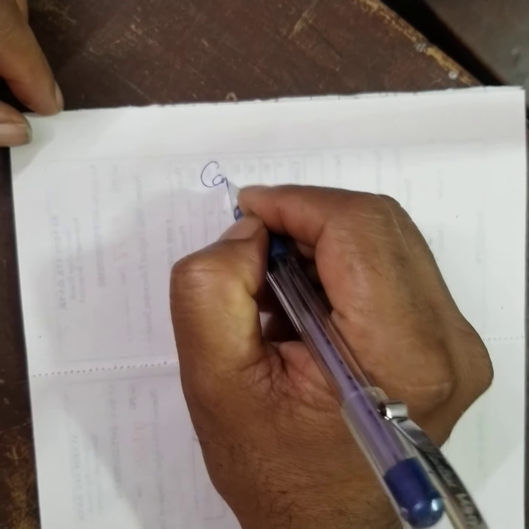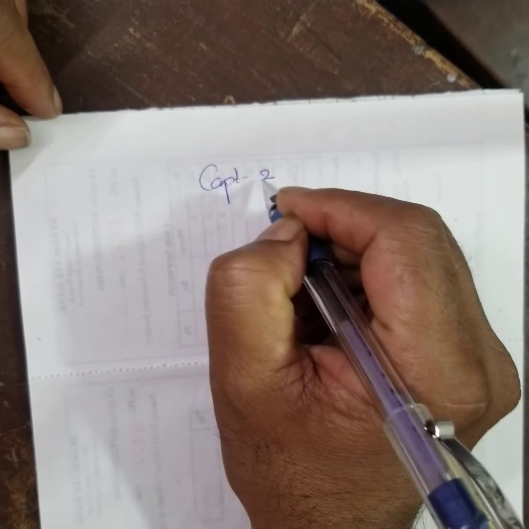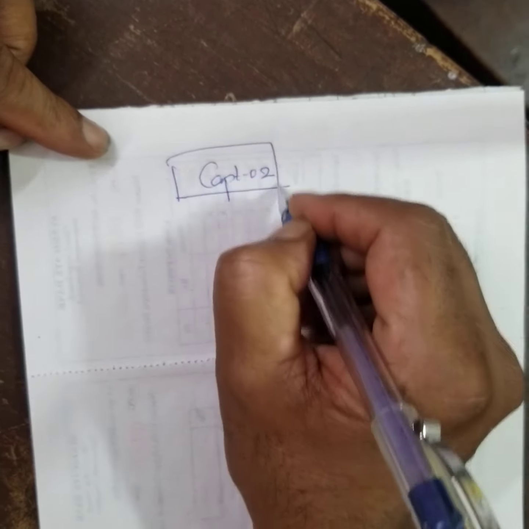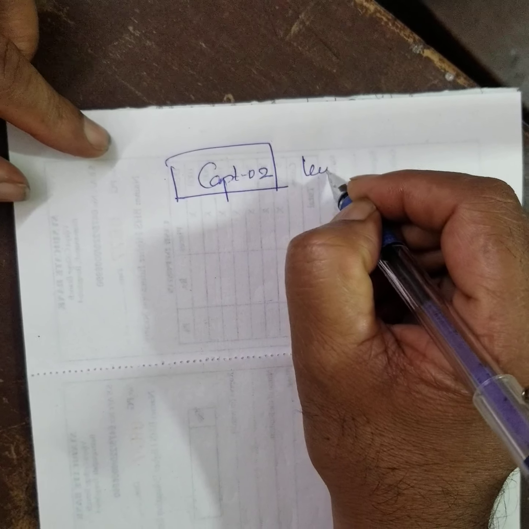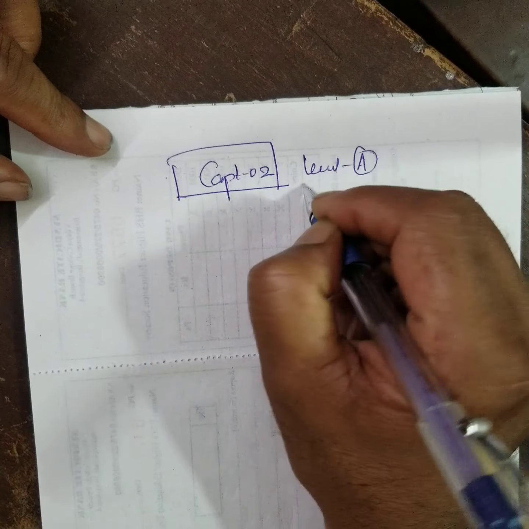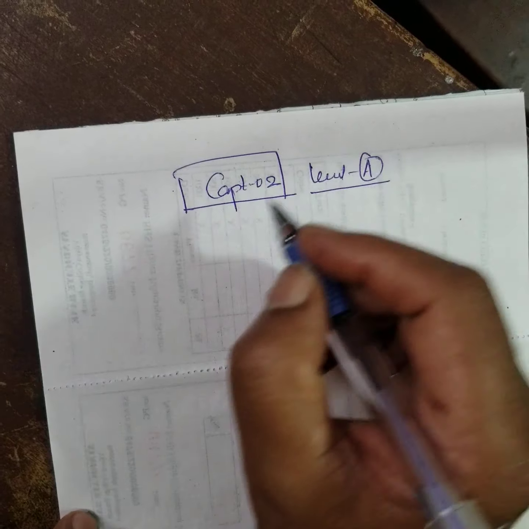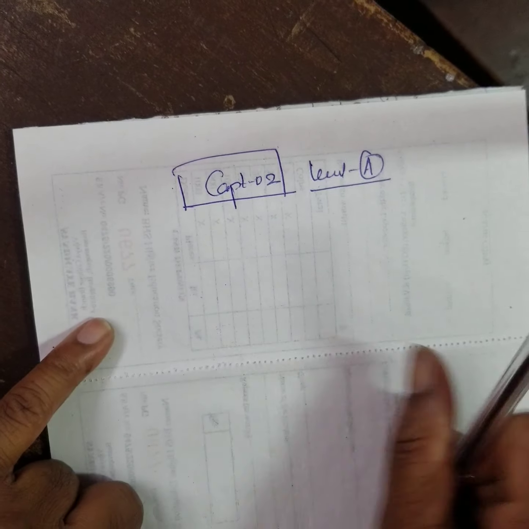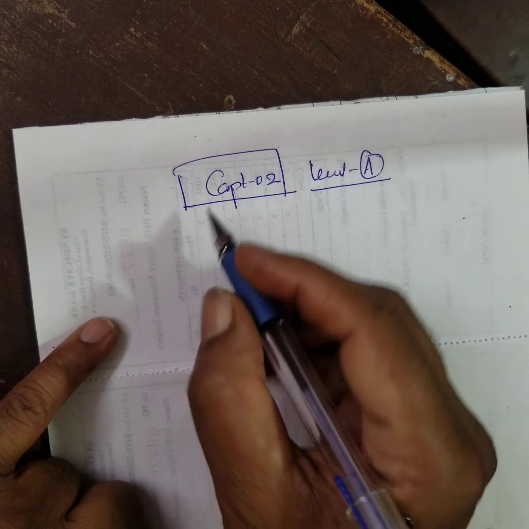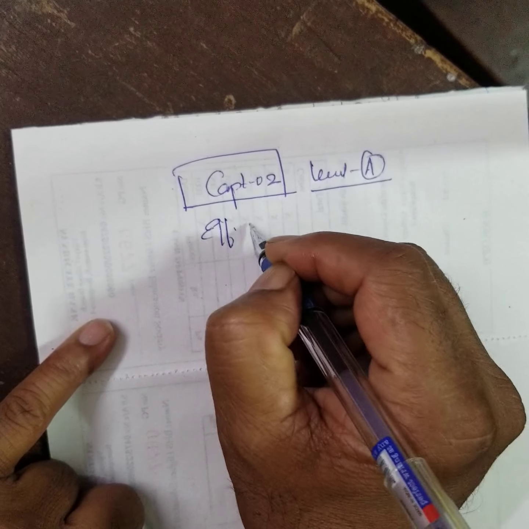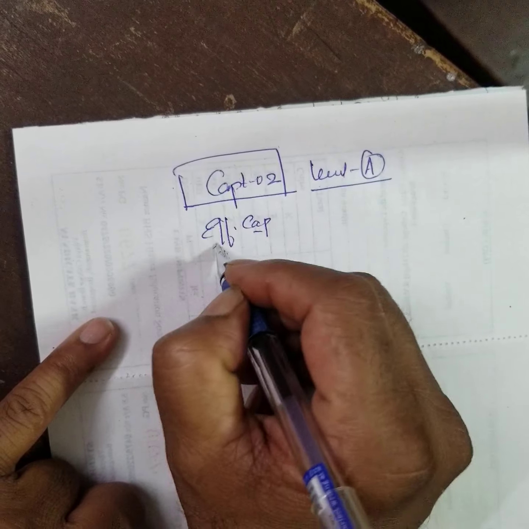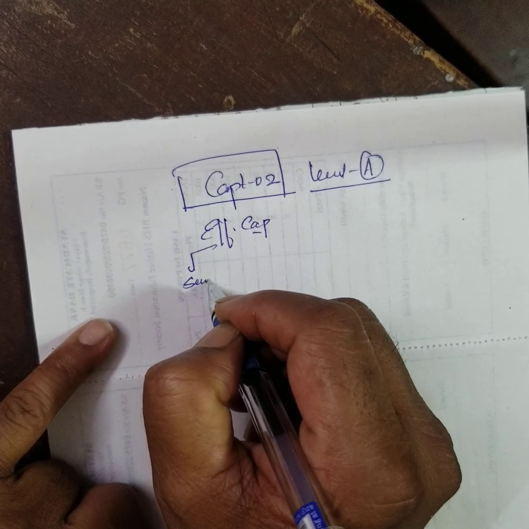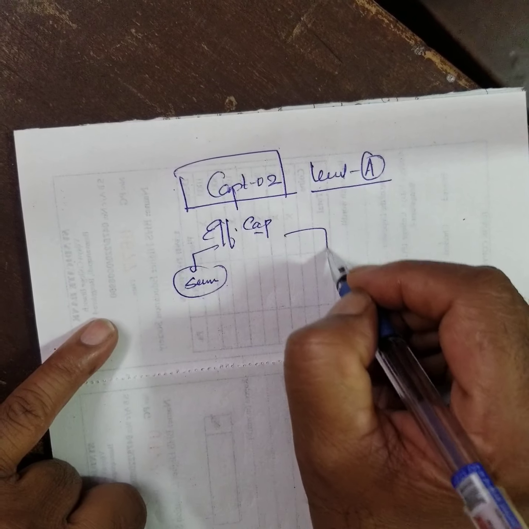Today, capacitors. Lesson 2, that is part 2 you are doing. This is level A. Here there are two derivations, each one is 3 marks, right? That is effective capacitance. Effective capacitance, one is in series, another is in parallel.